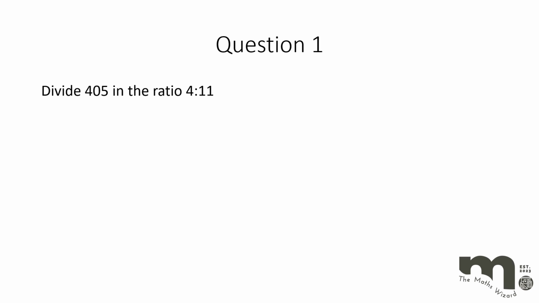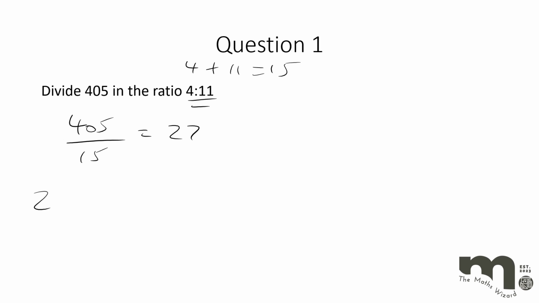To start off with, we've got 405 here, and we're dividing in this ratio. In this ratio, we've got 4 parts and 11 parts, which makes 15 parts in total. If we divide that by 15, we'll get 27. Then we've got 27 times 4, which is going to give us 108.